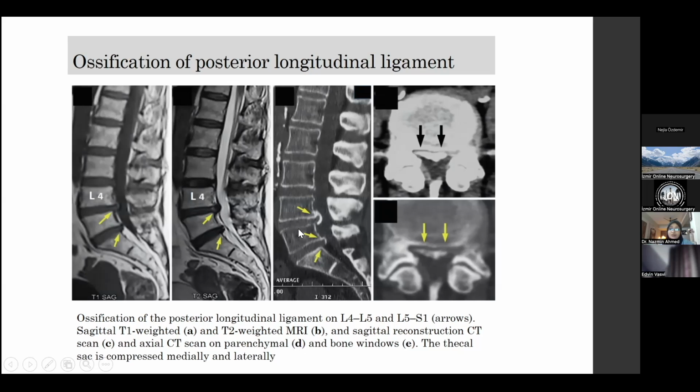So the author went for a CT scan. In the CT scan, it is evident that there is ossification of the posterior longitudinal ligament, which is clearly evident in the axial CT scan also.